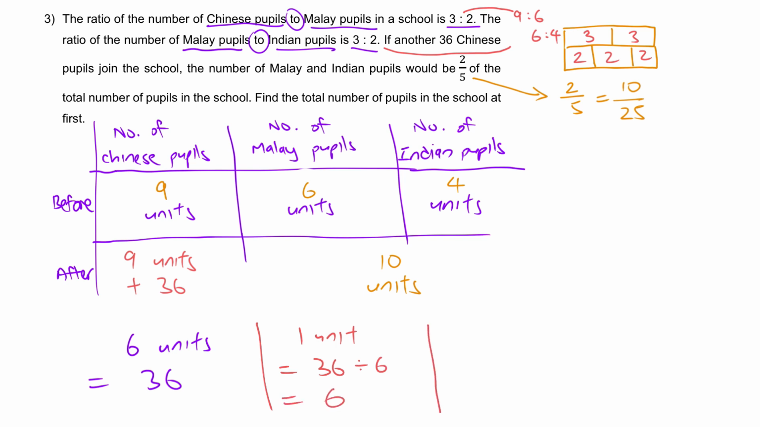Find the total number of pupils in the school at first. At first, there are 19 units. So, number of pupils in the school at first. So, 19 times 6, which is 120 minus 6, and that will give you 114.